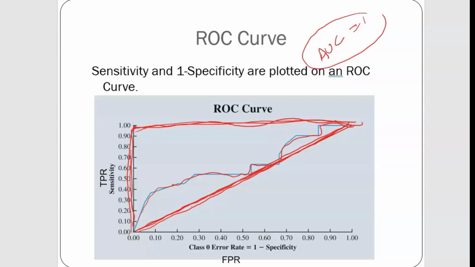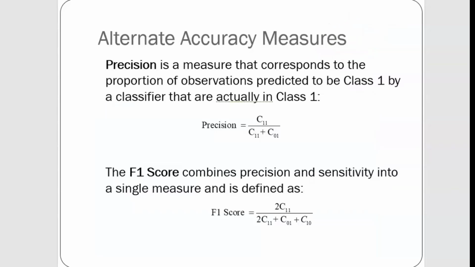There are two other measures that can be used to assess the accuracy of a classifier. And these two measures are precision and the F1 score. Precision is essentially, of all the cases identified by the model as class 1, how many were correctly identified. So the denominator would be all the C11s and all the cases that were false positive. So this is, the model said these things are positive. Out of these positive, how many were actually positive?